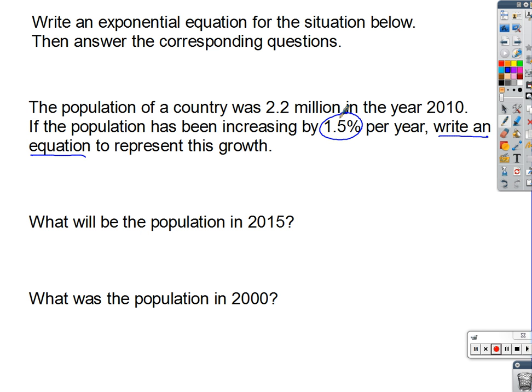We know that because it's growing by a percent each year. Okay? That's what tells us it's exponential. So we're looking at y equals a times b to the x. Remember that a is your initial value, and b is your multiplier, which comes from the percent. So how do we determine those? Well, first of all, the initial value typically is given to you. In this case, 2.2 million.